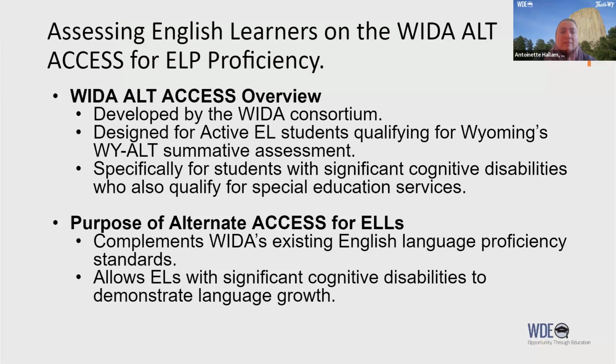The WIDA Alt Access assessment is specifically designed to meet the needs of active EL students with significant cognitive disabilities. This assessment can be administered to those students who qualify for Wyoming's YALT summative assessment and are receiving special education services. The Alt Access for ELLs was developed to complement WIDA's existing English language proficiency standards, enabling ELs with the most significant cognitive disabilities to demonstrate their language growth.